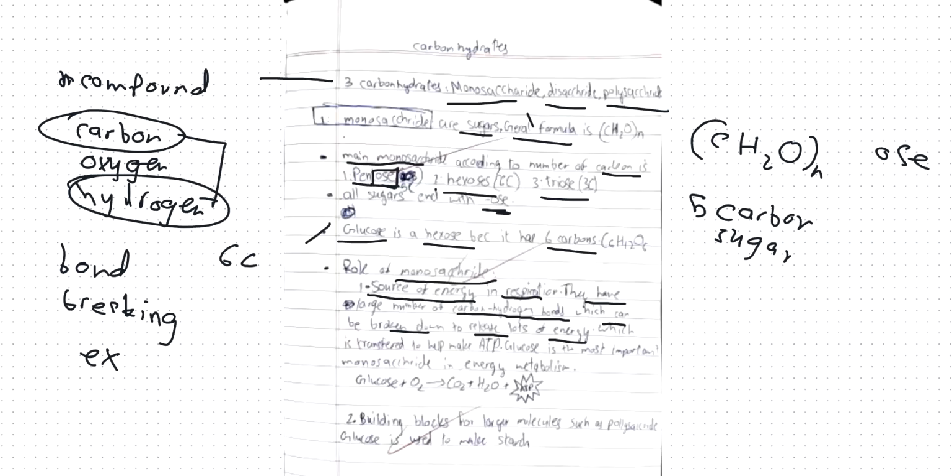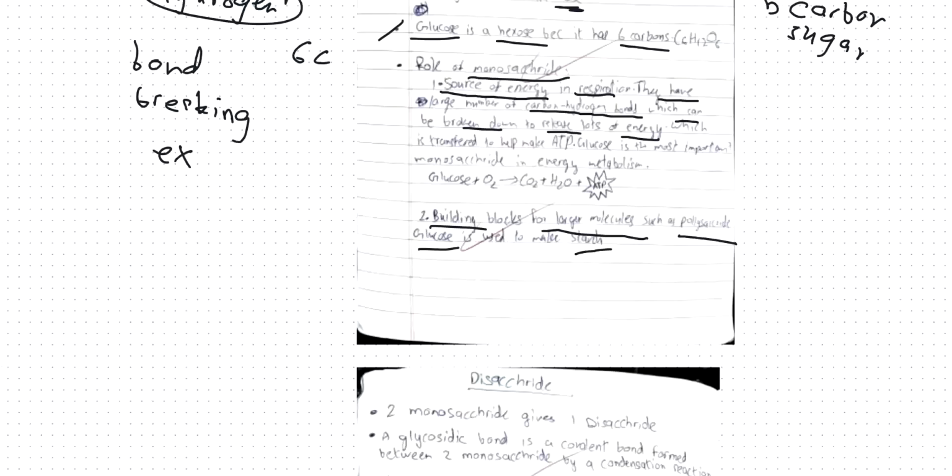So roles of monosaccharides: one, they are a source of energy because they have a large number of carbon-hydrogen bonds. The second role of monosaccharides is that they are the building blocks for larger molecules, such as polysaccharides. Glucose is used to make starch, and cellulose also. I'll talk about this later on, but yeah, two roles of monosaccharides.